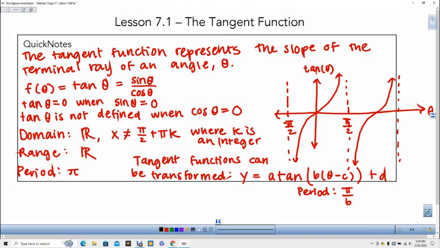What that means is this. If you've got a circle and you have a terminal side of an angle, so remember, an angle in standard position has its initial side along the positive x-axis, and then you've got some angle going off over here. That is the terminal ray. So what we're looking at is the slope of the terminal ray.